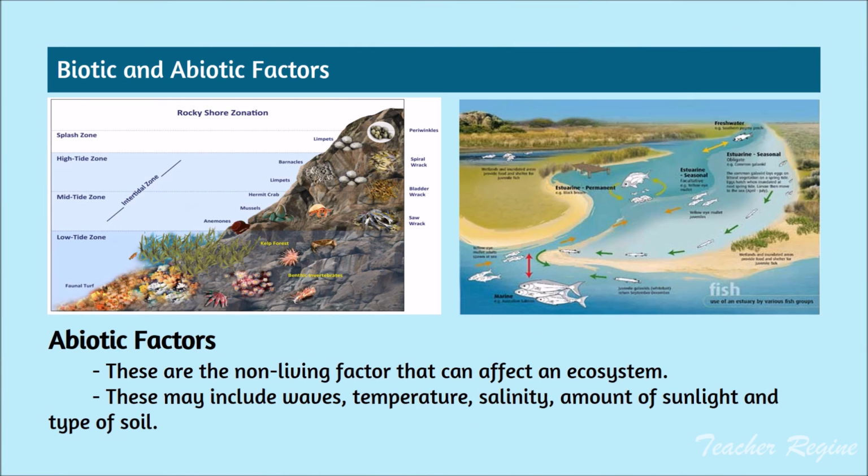Abiotic factors. These are non-living factors that can affect an ecosystem. These may include waves, temperature, salinity, amount of sunlight, and type of soil.